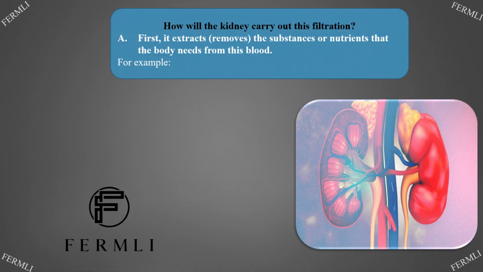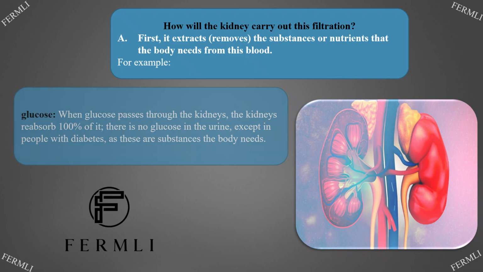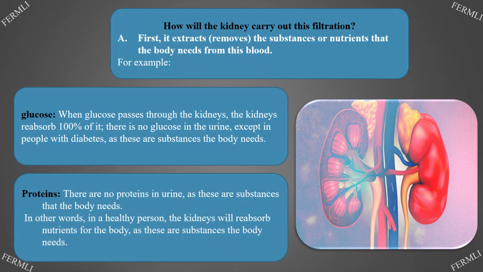How will the kidney carry out this filtration? First, it extracts, removes, the substances or nutrients that the body needs from this blood. For example, glucose. When glucose passes through, the kidneys reabsorb 100% of it. There is no glucose in the urine, except in people with diabetes, as these are substances the body needs. Proteins. There are no proteins in urine, as these are substances that the body needs. In other words, in a healthy person, the kidneys will reabsorb nutrients for the body, as these are substances the body needs.